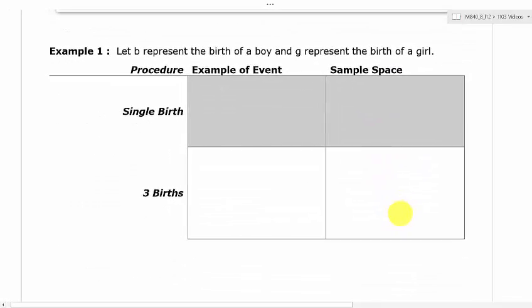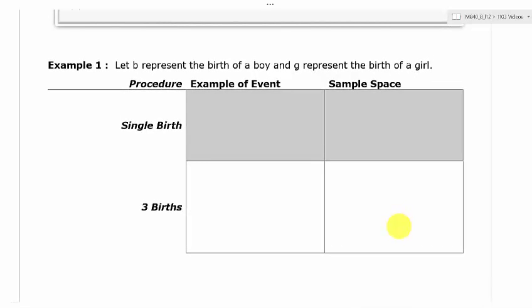So here in our first example, we're going to let B represent the birth of a boy and G represent the birth of a girl. And we're going to, in here, list an example of an event. So an example of an event for, in this first row, the gray row, just for a single birth. And so an example of an event of a single birth would be one girl. And this is a simple event. This can't be broken down any further.